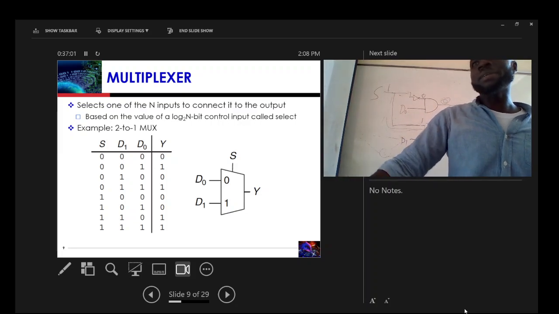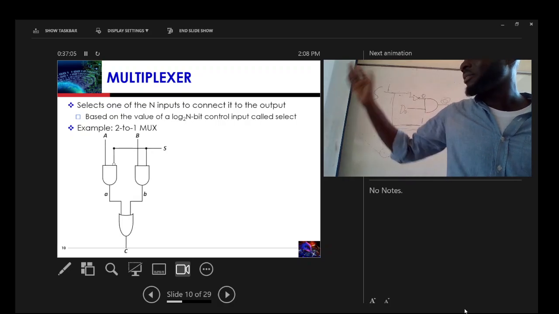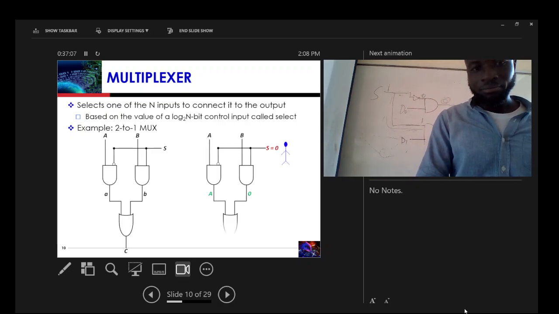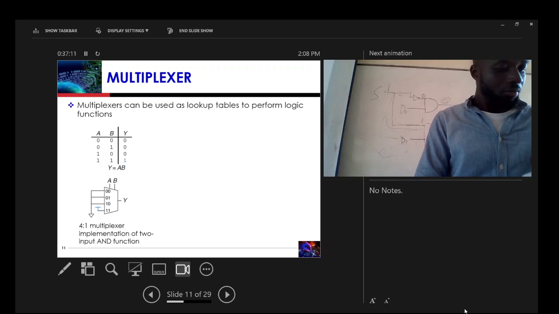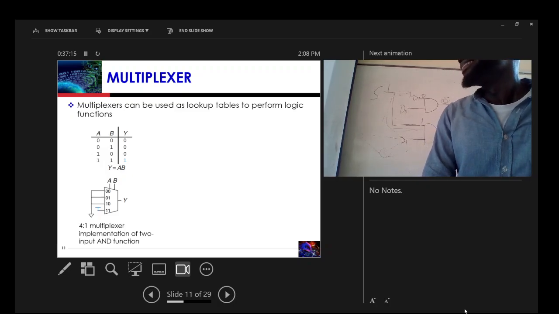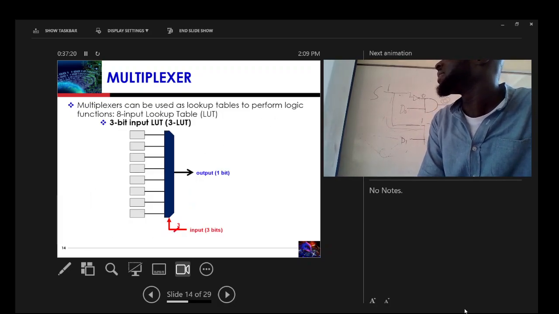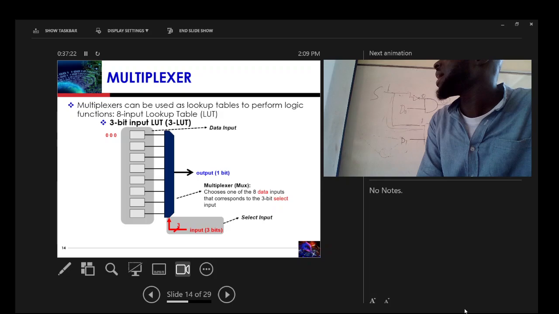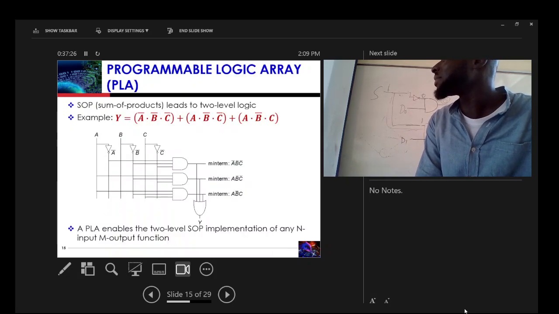I think you guys might have done these things already, so this is how it looks like. This is not important. This is not important. I'm skipping all of this because we don't have enough time.